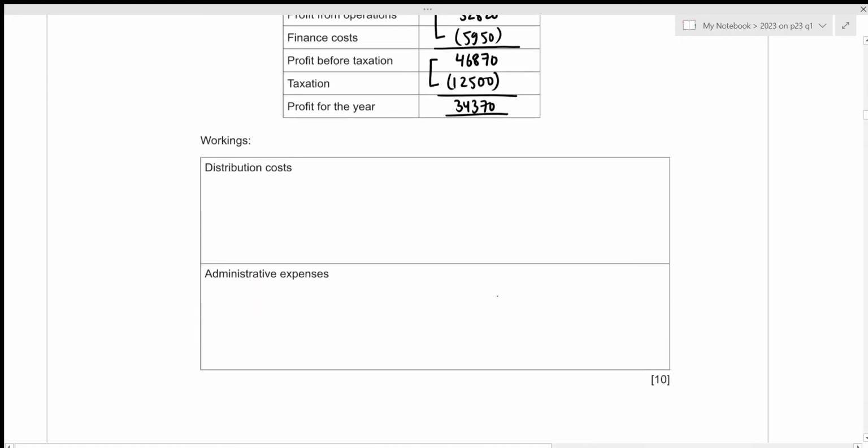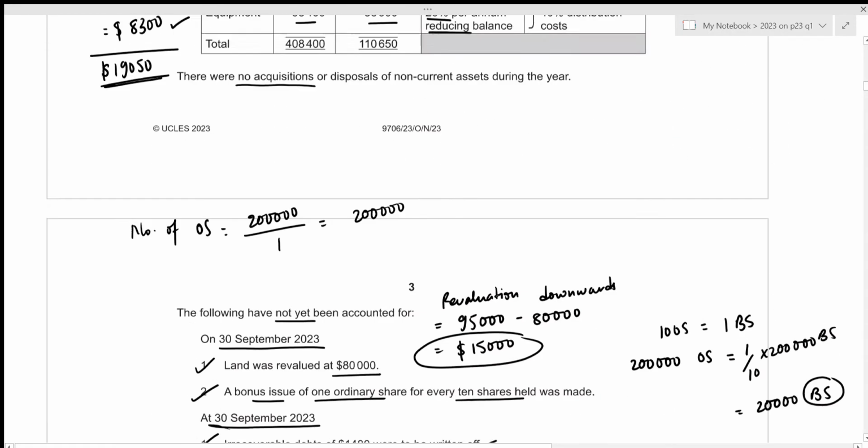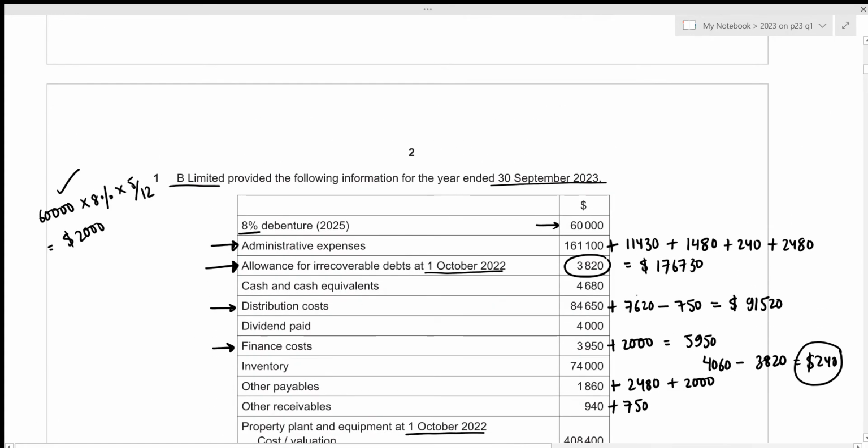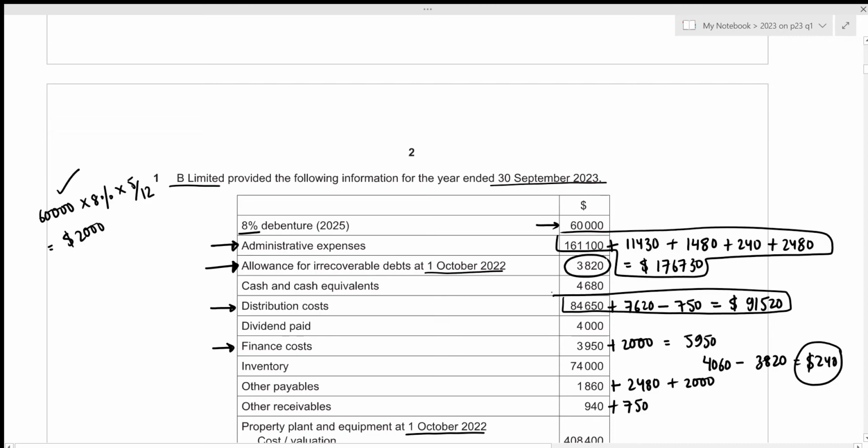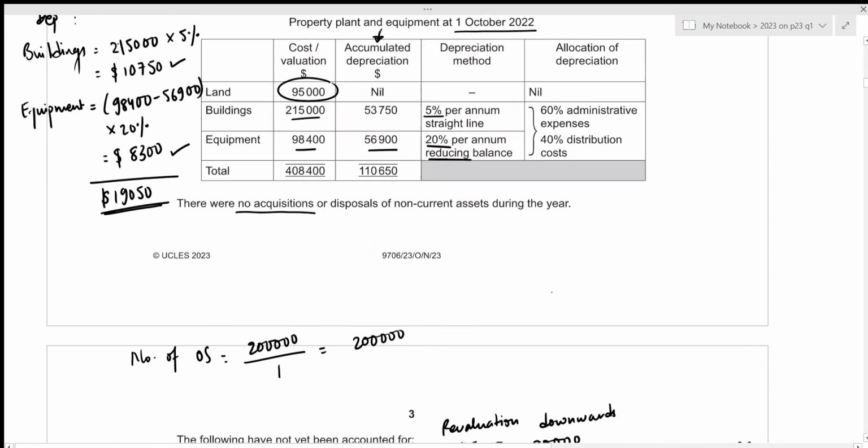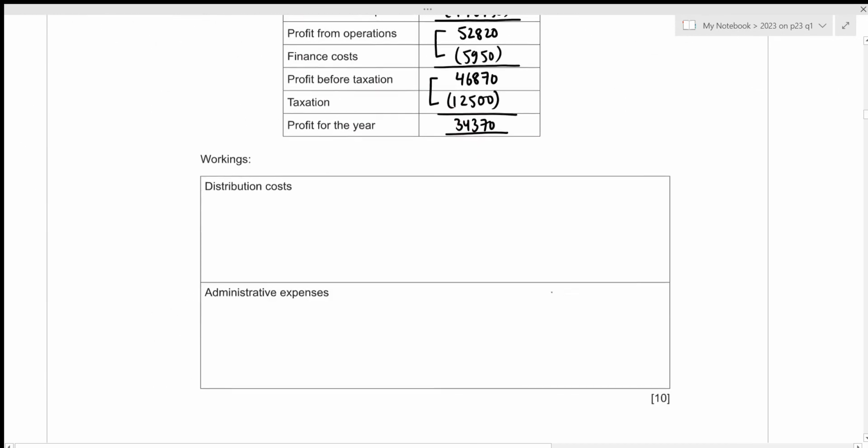And we have been given the working section for distribution costs and administrative expenses. So you need to show this part and this part within your calculations or the working section so that you get your markings correctly. Now let's move towards the second part.